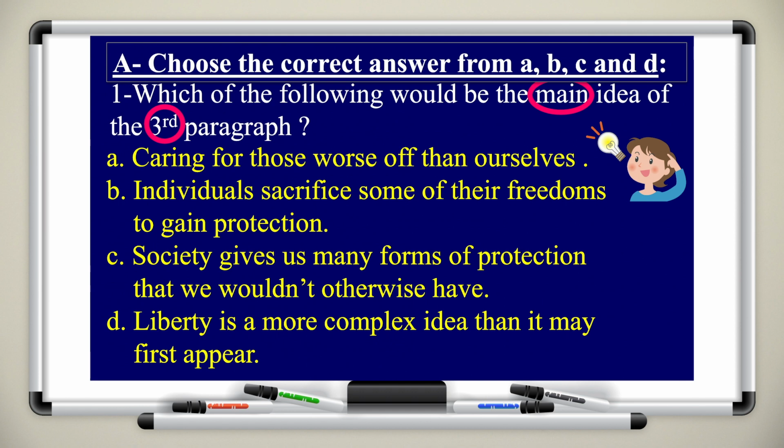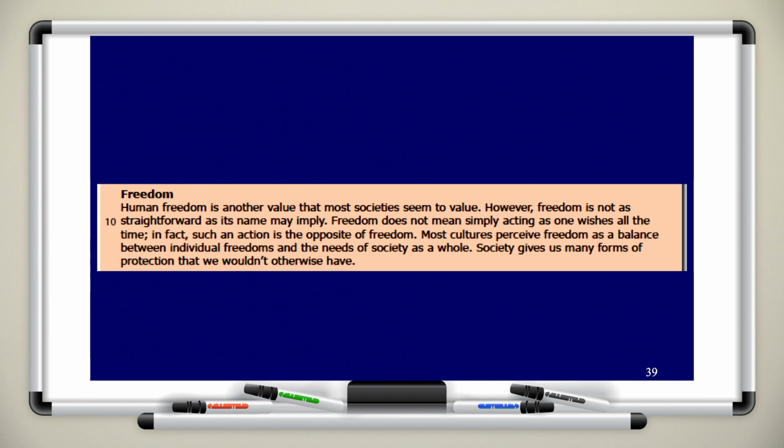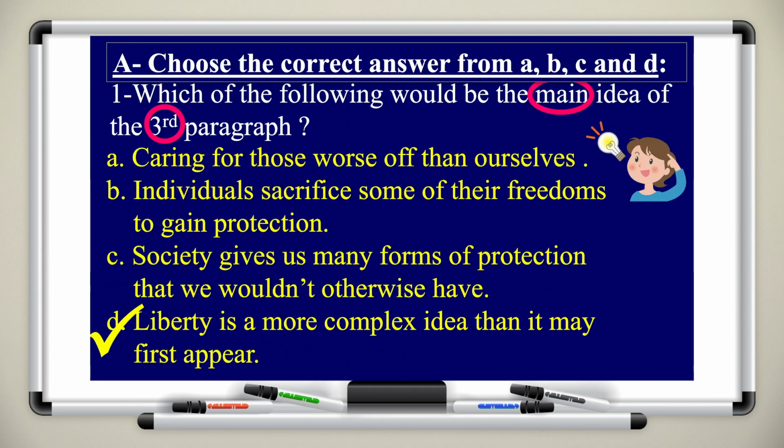Multiple choice question number 1. Which of the following would be the main idea of the third paragraph? Take a look at the answers you have here. Then go back to the third paragraph and try to find the answer. After careful skimming, you will find that the main idea of the third paragraph, as you can see, the title is freedom, which is liberty, is a more complex idea than it may first appear. Liberty is the same as freedom.